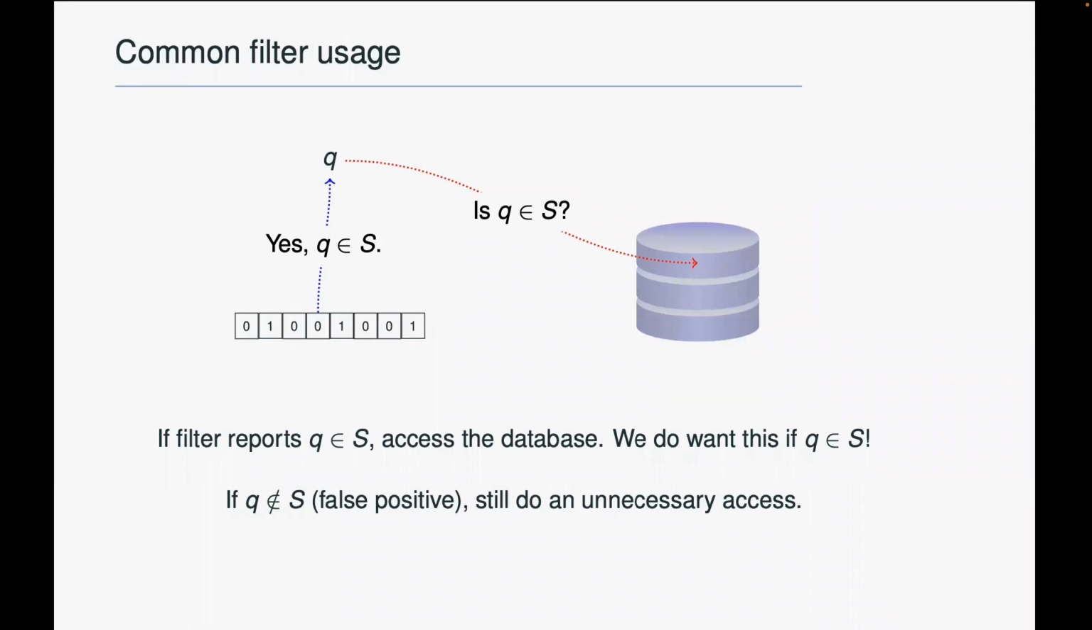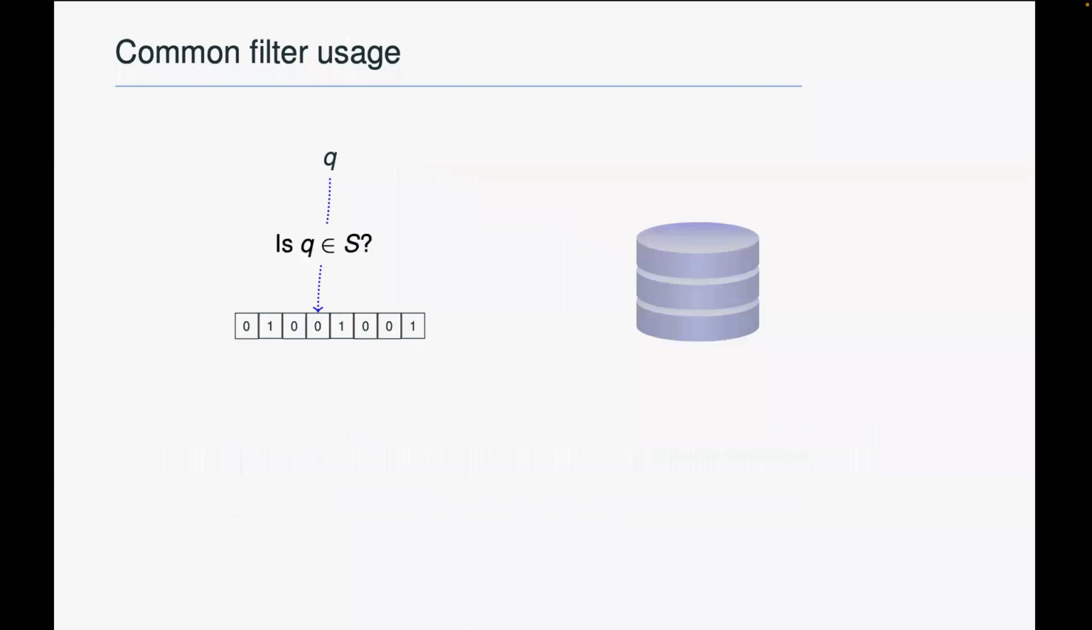If I made a mistake, if this is a false positive, I'm still going to do an unnecessary memory access. So I'll waste time just like I would have without a filter. But the benefit of a filter is that when it responds that Q is not in S, I don't need to access the database at all because I'm guaranteed that this key is not in my database.